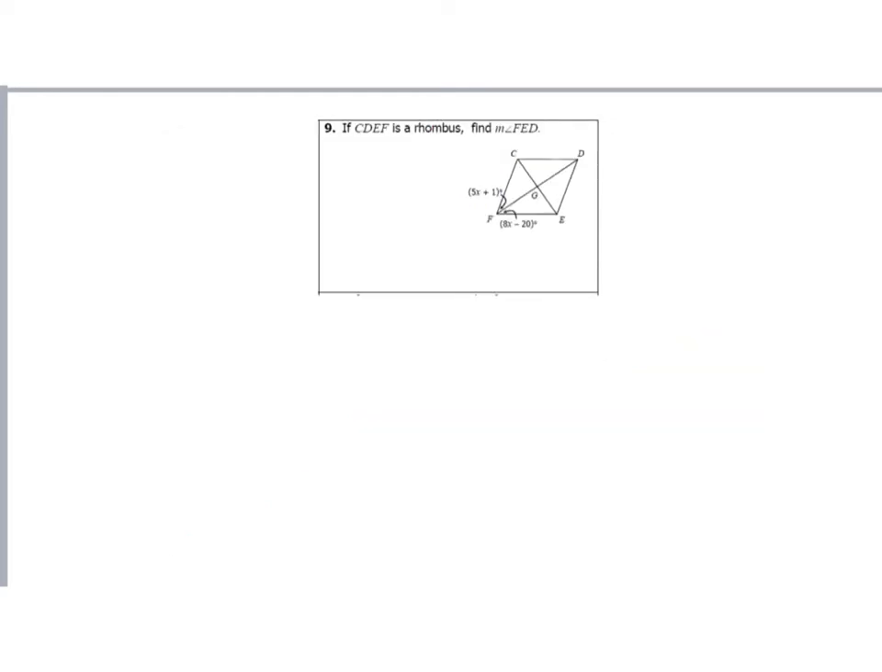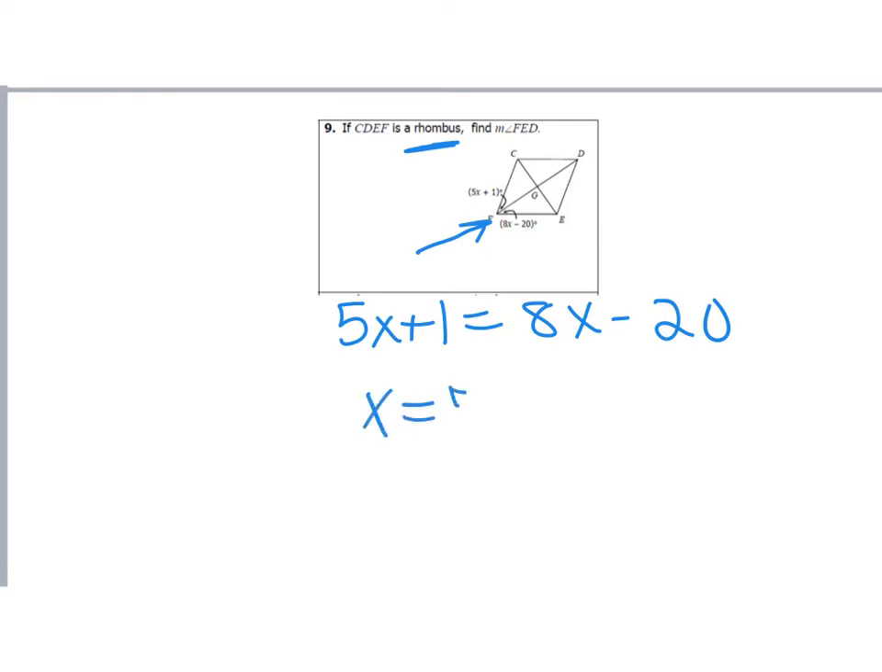Okay. Problem number 9. When we look at problem number 9, we're told that it is a rhombus. So we can go with all the properties of a parallelogram, also the additional properties of a rhombus. Well, the diagonals bisect the angles, so those two angles are going to be congruent. So I can set that up. 5x plus 1 is equal to 8x minus 20. The goal is to get all your variables on one side and all your numbers on the other side. So once we do that, we come up with x is equal to 7.